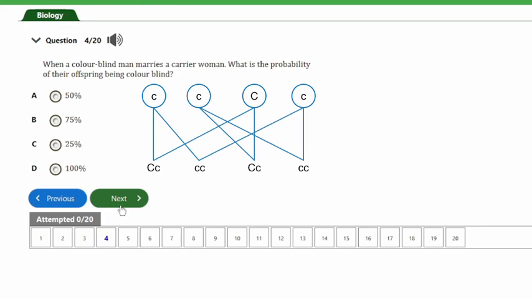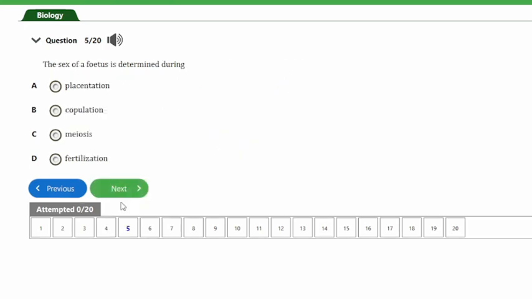So guys, this shows that there will be 50-50 or 1/2. So guys, the answer to this question is 50%, and that's option A. So let's go ahead and look at the next question.